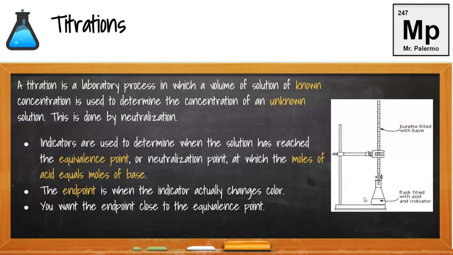We're going to use indicators, as we learned about, to determine when the solution has reached what's called the equivalence point or the neutralization point. This is the point at which the moles of the acid equals the moles of the base, meaning the H pluses equal the OH minuses. And so the end point is when the indicator actually is going to change color. And we want the end point as close to that equivalence, that neutralization point, as possible.